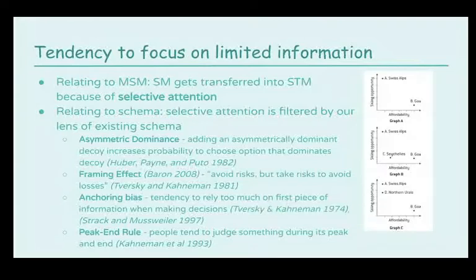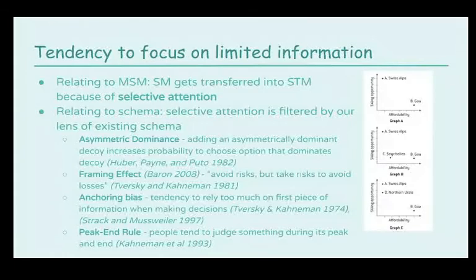So, the first bias would be asymmetric dominance. What happens is that when you're trying to sell something, for example, in this graph, we have several options that you can buy from. And if you add a decoy of a choice, it will increase the probability to choose the option that dominates the decoy.